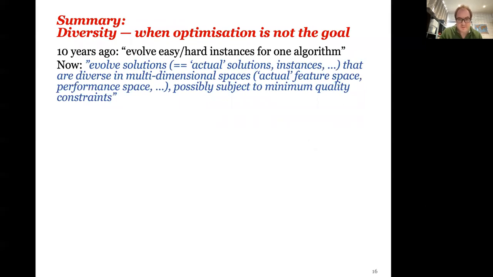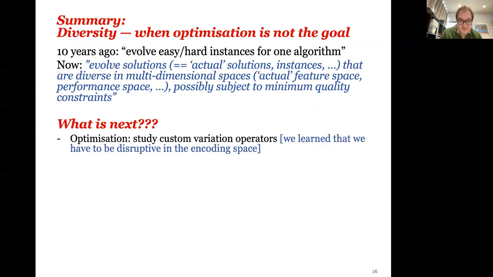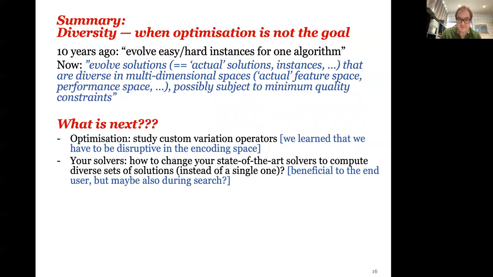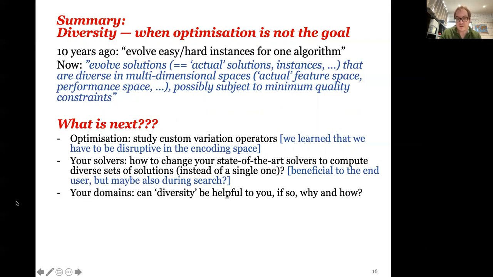Long story short, about 10 years ago, we were only able to evolve hard or easy instances for a single algorithm, and nowadays we can do this for multiple algorithms in high dimensional spaces, possibly even subject to a minimum quality constraint. What remains to be done is we want to study custom variation operators for diversity optimization. We want to see how we can change state-of-the-art solvers to compute diverse sets of solutions. This can not only be of interest to a decision maker, but also be beneficial during a run. And we would like to learn from you, how can diversity be helpful to you? If so, how and why?